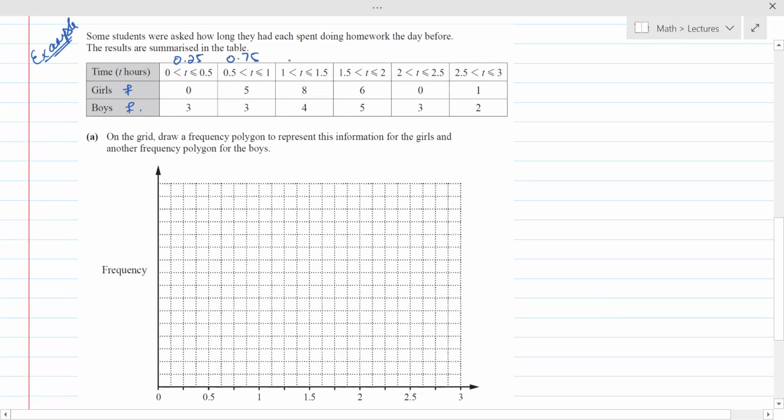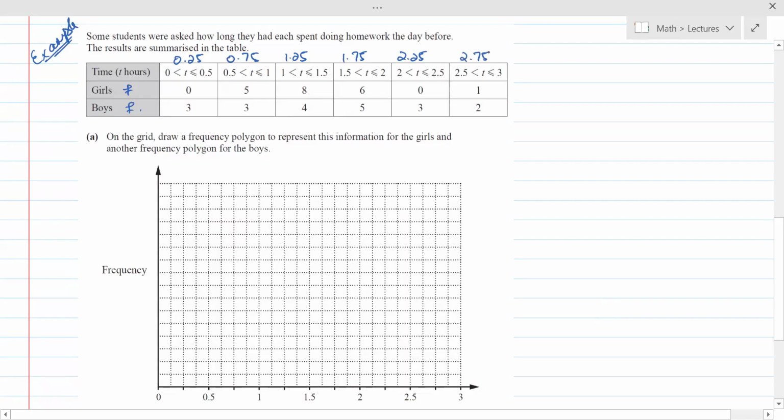1 and 1.5, that would be a 1.25. 1.5 and 2, that would be a 1.75. 2 and 2.5, that would be a 2.25. 2.5 and 3, that would be a 2.75.